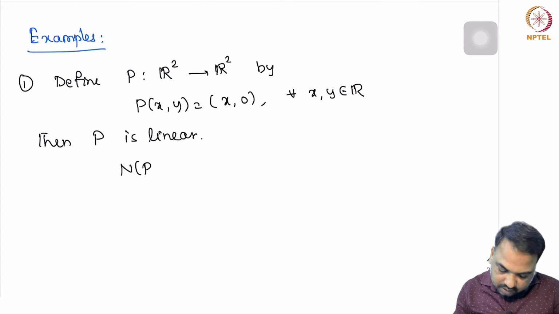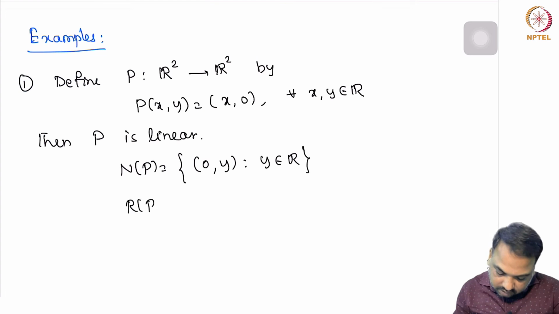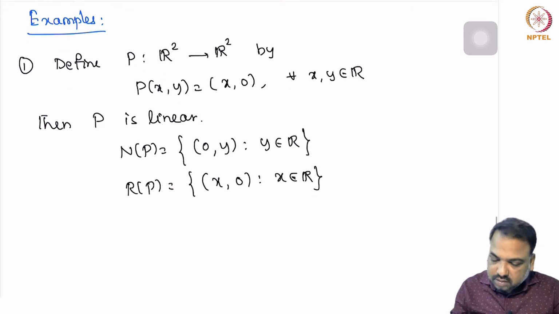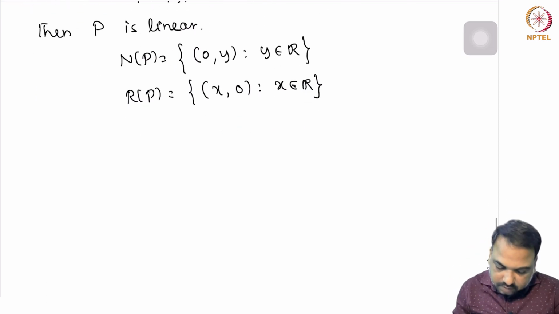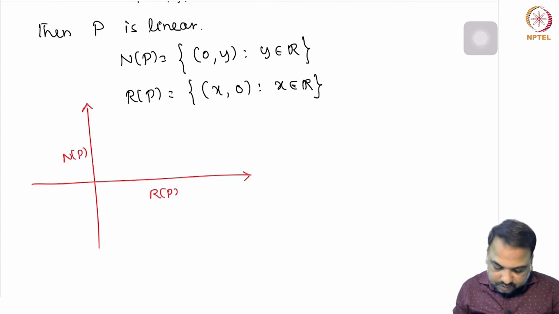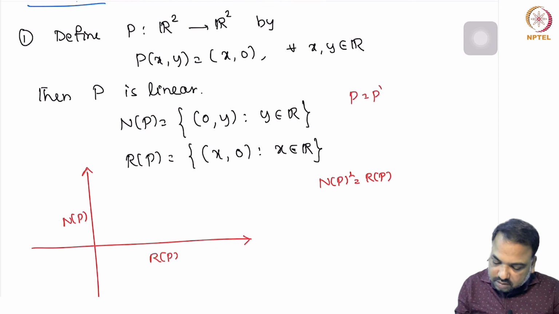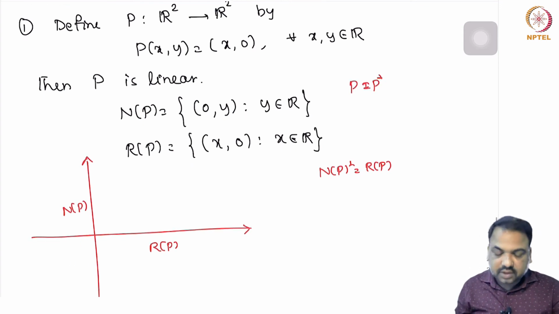So null space of P in this case is 0y, where y is coming from R, because P of xy equal to 0 0 means x should be 0, and range space of this is the x-axis. So we can say that this is range of P and this is null space of P. So null space of P perp is exactly range of P. So here we can easily show that P is also self-adjoint, and range of P is closed here.